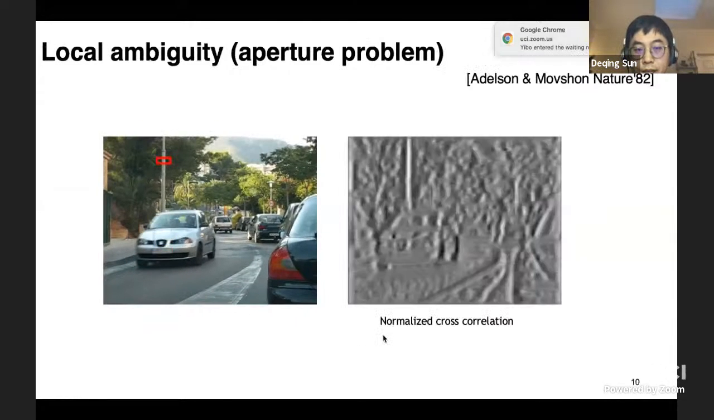But brightness constancy alone is not enough to recover the motion vector because of local ambiguity. For example, if we select a pixel on this pole and crop a patch and compare it with all the other patches, we will see that all the pixels along the pole have similar appearance to this single pixel. And so we cannot resolve the ambiguity. This is also called the aperture problem.